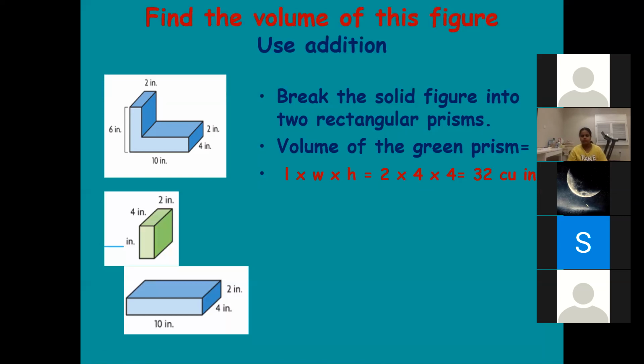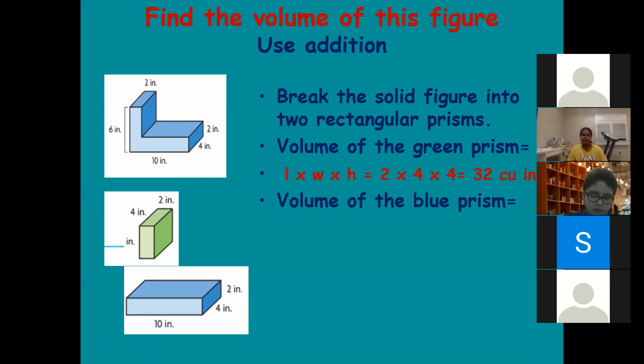Okay. Now, Jury, can you tell me the volume of the blue one? This one? 10 times 4 times 2. Okay, how much? 10 times 4 is 40, times 2 equals 80.